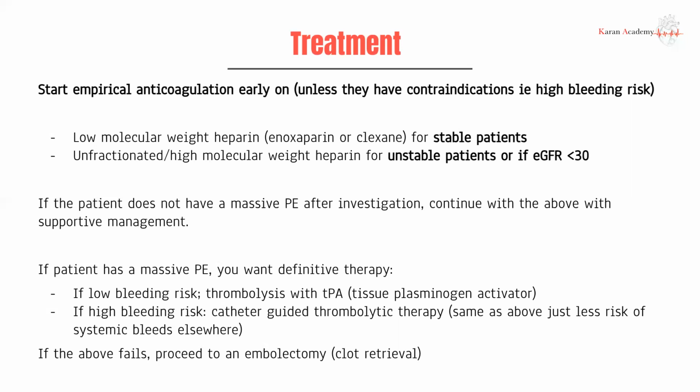If they have massive PE, again, you would make sure that you have started them on oxygen, pain meds, clexane, and if they have a low bleeding risk, you go for thrombolysis with TPA. If high bleeding risk, catheter-guided thrombectomy, thrombolytic therapy. If everything else fails, embolectomy. Sorry if that was confusing. Have a read through. I'm sure it makes sense.